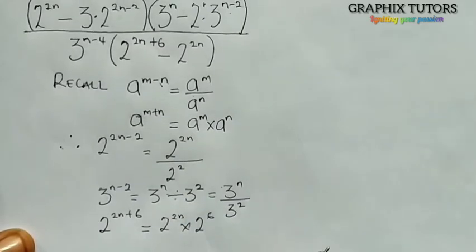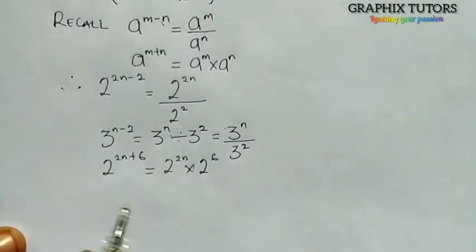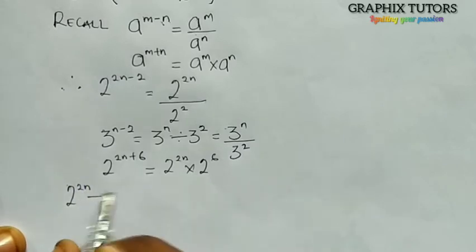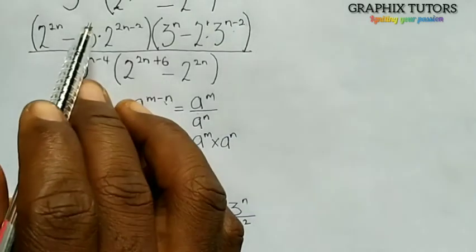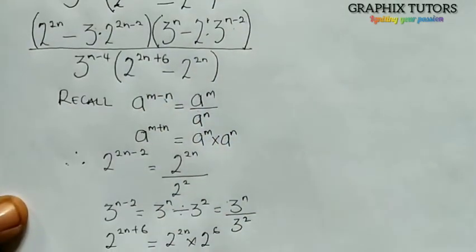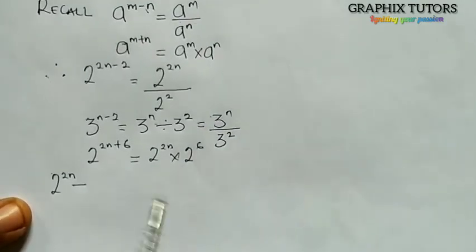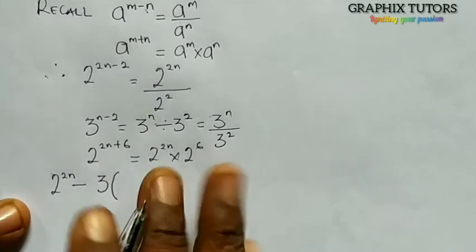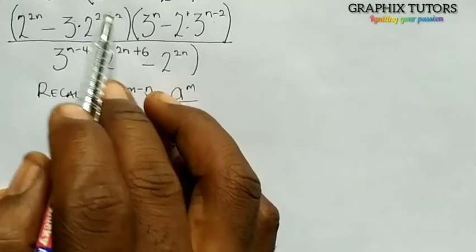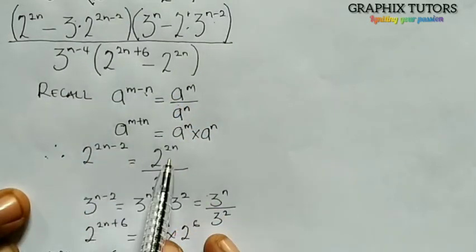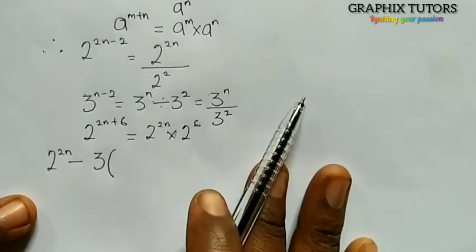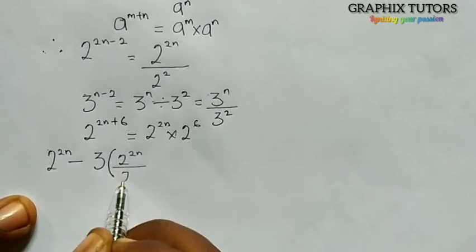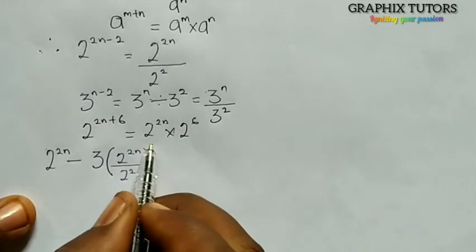So let's start. I have 2n. I write my 2n. Minus. This minus will give me 3 times 2n. So I'm going to put the 3 here, times, open the bracket. I'll go and check what 2n is, which is what we have here, and that will be 2n over 2. So we have 2 to the power of 2n all over 2 to the power of 2. That's what we have here, for that guy. Put it in a bigger bracket.